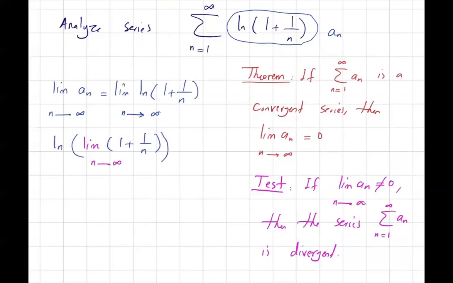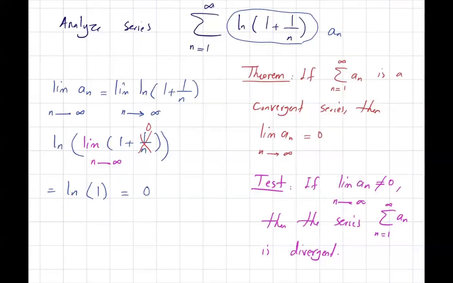So you end up with ln of the limit of 1 plus 1 over n, but 1 over n as n goes to infinity is 0. You end up with 1 inside parentheses. ln of 1 is equal to 0. Okay, I found the limit of the general term to be 0.